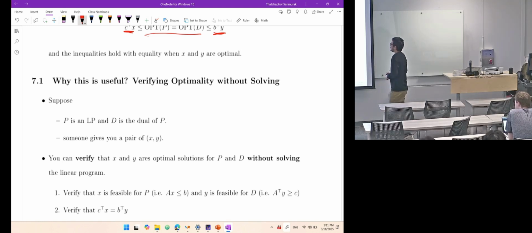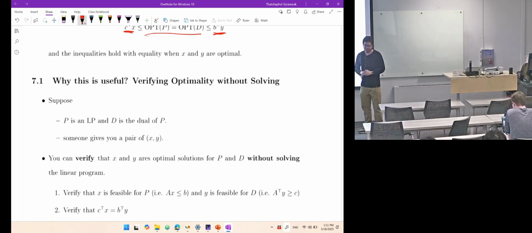But now with the concept of the dual, and the fact that we know strong duality is true, there is a very easy algorithm to verify that you have an optimal solution. Not to find it, but to verify it. It's kind of like P versus NP, right? That concept. If you just want to verify the optimal solution, that is easy.